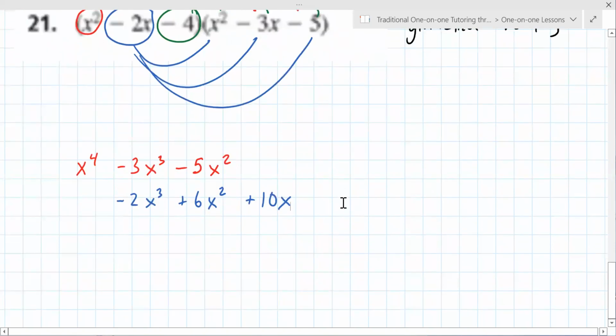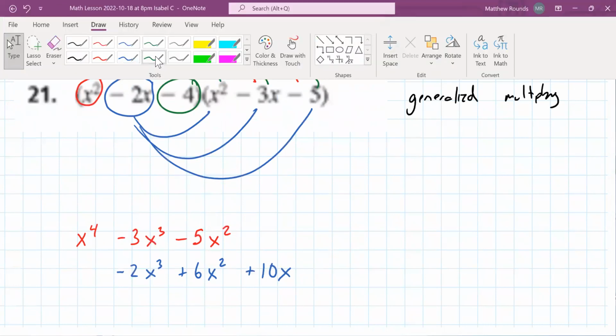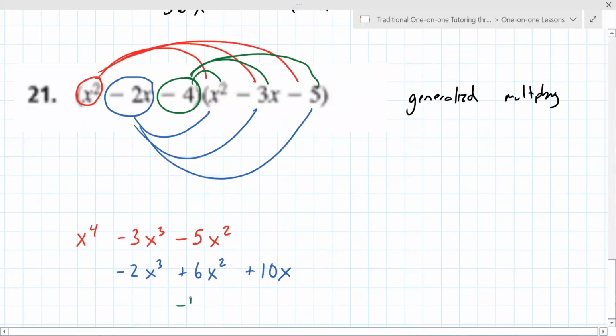Okay, so we'll keep going here with the next color. We'll go with green for this. -4 times x squared is -4x squared. -4 times -3 is +12x. -4 times -5 is +20.